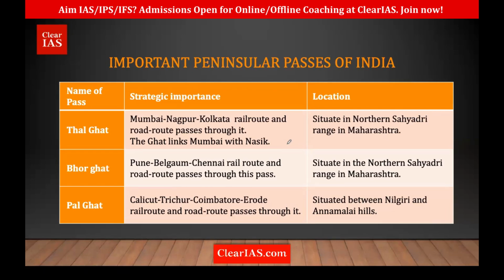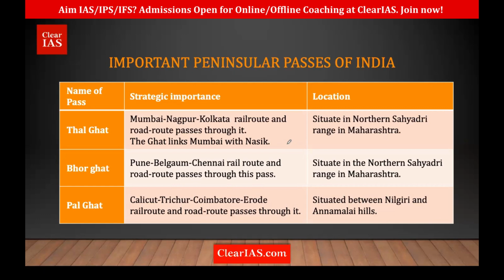And Bhorghat is for Pune. Pune is connected to the rest of the country, that is to the eastern part of the country, the Deccan Plateau region, Belgaum, Chennai, etc., through Bhorghat. Mumbai is connected through Thalghat, and Pune through Bhorghat. These are two important passes in the northern part of the Western Ghats. And in the southern part, we have the Palghat. All these districts of Kerala are connected to Tamil Nadu, Coimbatore, Erode through this Palghat. And remember, it is between the Nilgiris and the Annamalai hills, the Palghat gap.